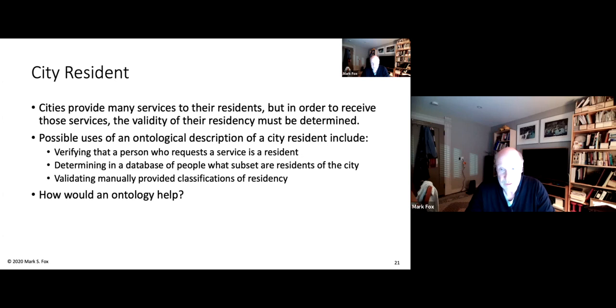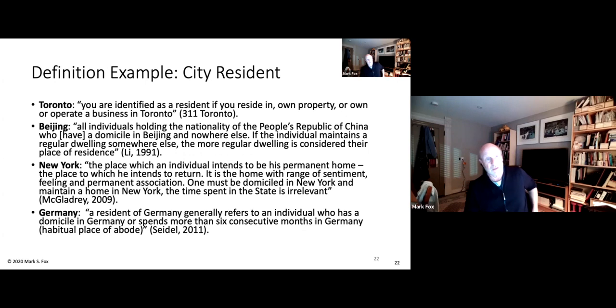So how would an ontology help? Let's dig a little deeper into our example of city resident. The problem is we can't come up with a single definition of city resident. Toronto's definition is you're identified as a resident if you reside in, own property, or own or operate a business in Toronto. Beijing is all individuals holding the nationality of the People's Republic of China who have a domicile in Beijing and nowhere else. And if the individual maintains a regular dwelling somewhere else, the more regular dwelling is considered their place of residence.